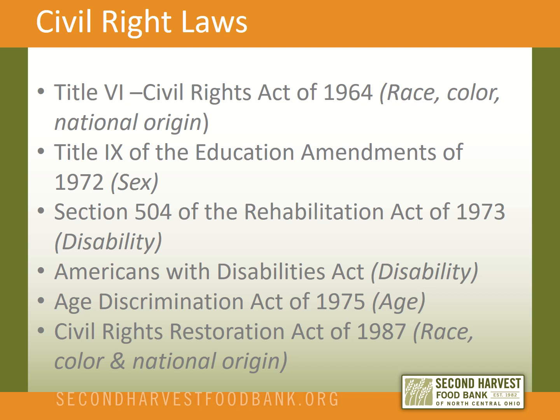There's Section 504 of the Rehabilitation Act of 1973, which involved disability, along with the Americans with Disabilities Act. And then there's the Age Discrimination Act of 1975, of course covering age. And lastly, the Civil Rights Restoration Act of 1987, which again involved race, color, and national origin.